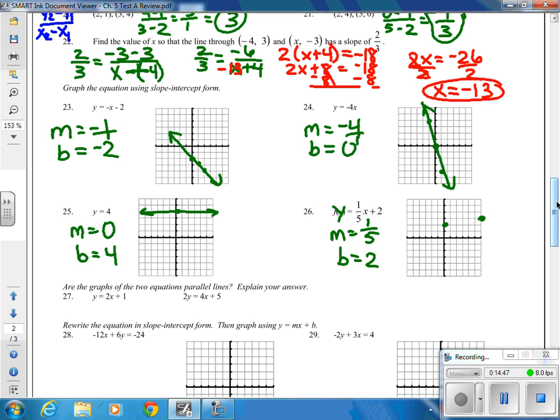And I'm off a little bit here. Let me fix this one. So that would be right here and right here. Now take your straight edge and connect it. And don't forget your arrows when you're graphing your lines.